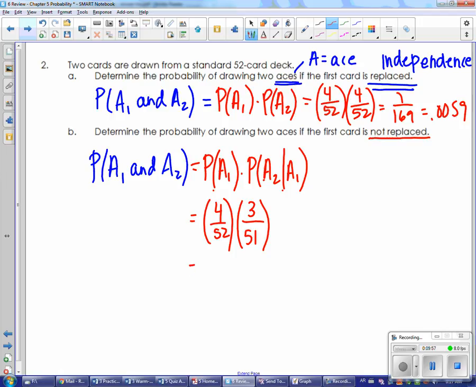And then this becomes 1 out of 221, which ends up being 0.0045.